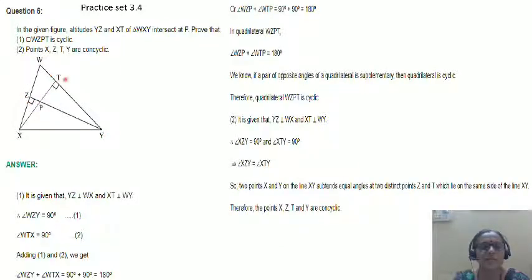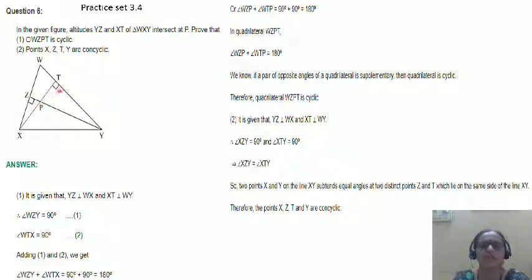Now it is given that YZ and WT, YZ is perpendicular to WX and XT is perpendicular to WY. So angle Z is 90 degrees and angle T is also 90 degrees. Add these two. What do you have? Sum of angle WZY and angle WTX is 180. So the sum of this 90 plus 90 is 180.